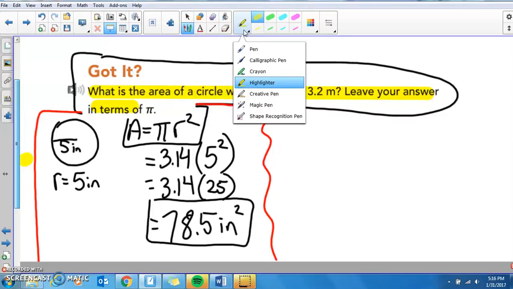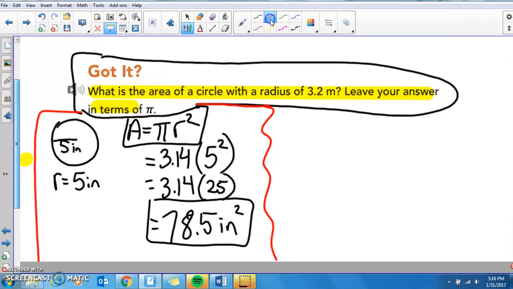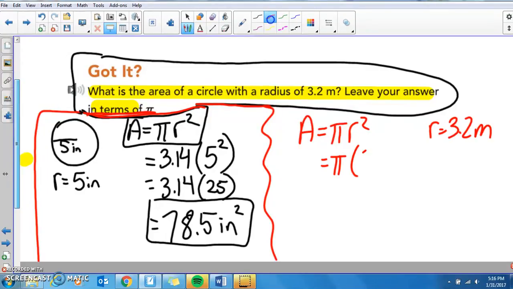When it says in terms of pi, we do not use 3.14. In terms of pi, that means that instead of using 3.14, we're actually going to use the symbol. So in the formula, we're going to leave it as just pi. We already know our radius is 3.2 meters, so I'm going to put 3.2. We know that's squared.